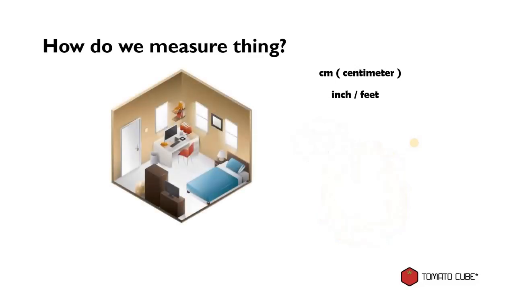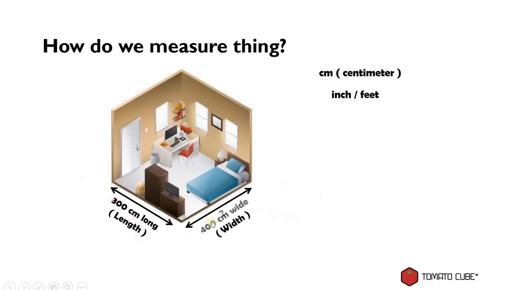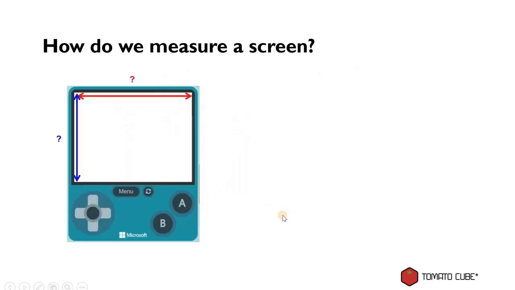Another example here is a room. How do you measure the size of the room? You measure it by the length of the room and also the width of another side of the room. So for instance, in this case, the room might be 300 centimeters long, and the width might be 400 cm wide. Now, going back to our simulator early on, the screen that we have. How do we measure the size of the screen? We have a width here, and then we also have a height.